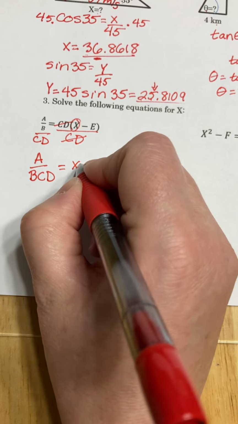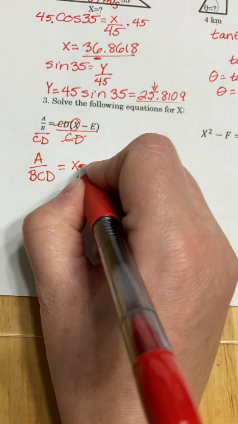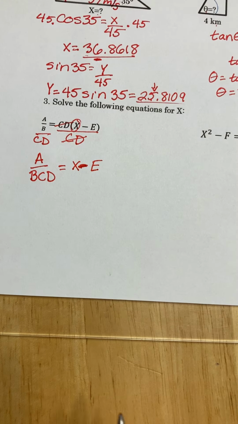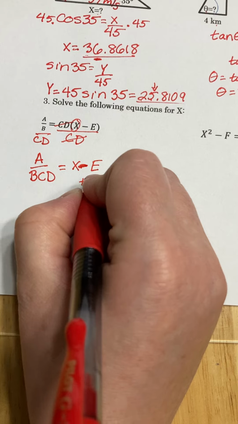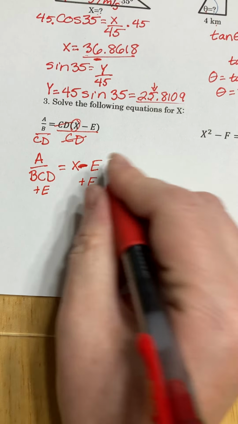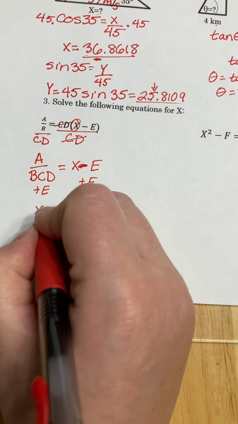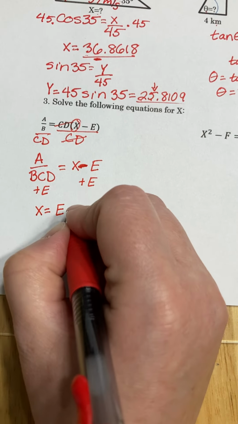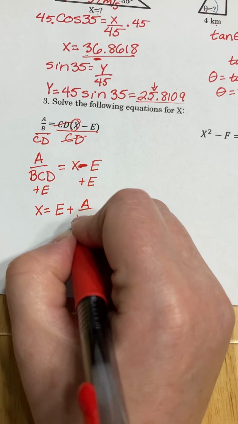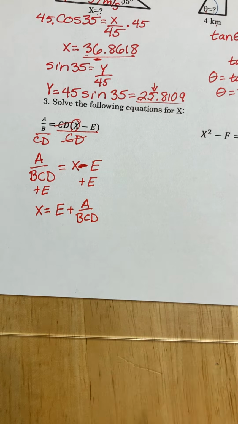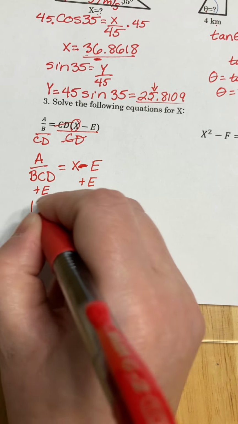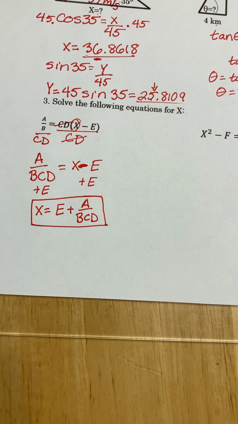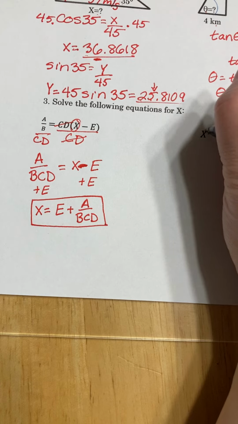So then we have just X minus E. And then to get rid of the E, you just add it to both sides, because it's the opposite of subtracting, and you get x equals E plus A over B, C, D. Now it doesn't matter which one you write first, the E or the A, B, C, D part, because they're added. So whichever order you have it in is fine. And then the next one, I'm looking for this x.